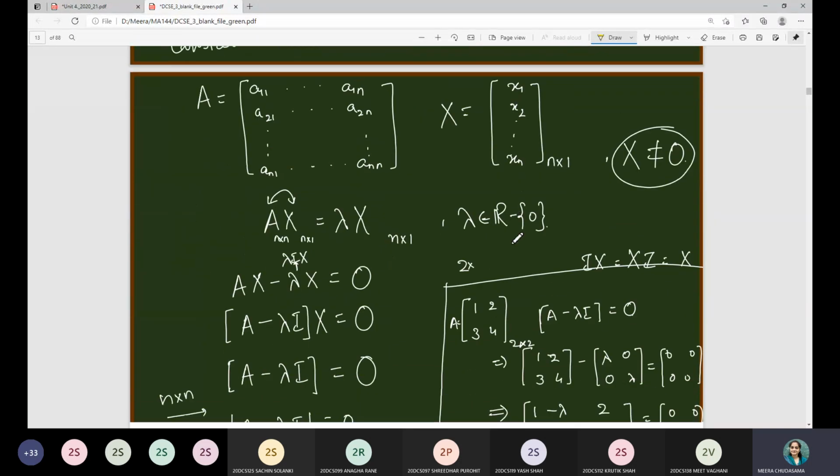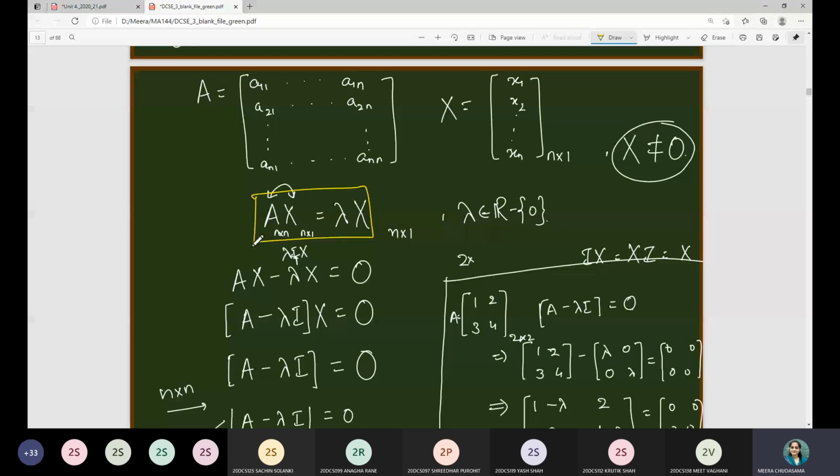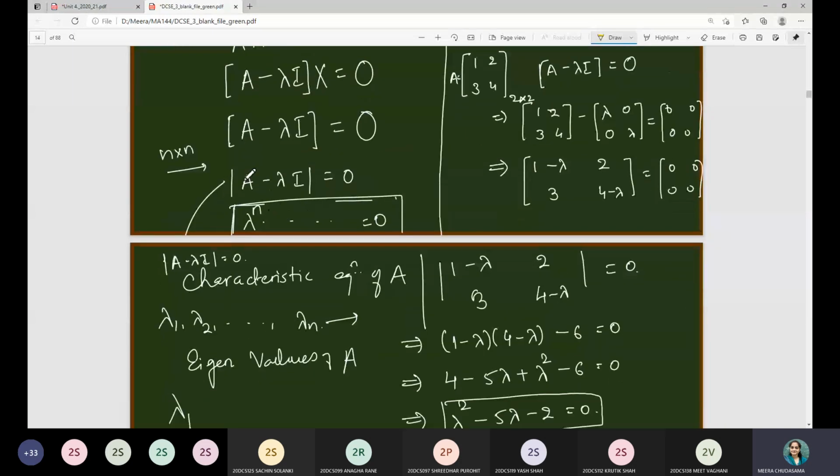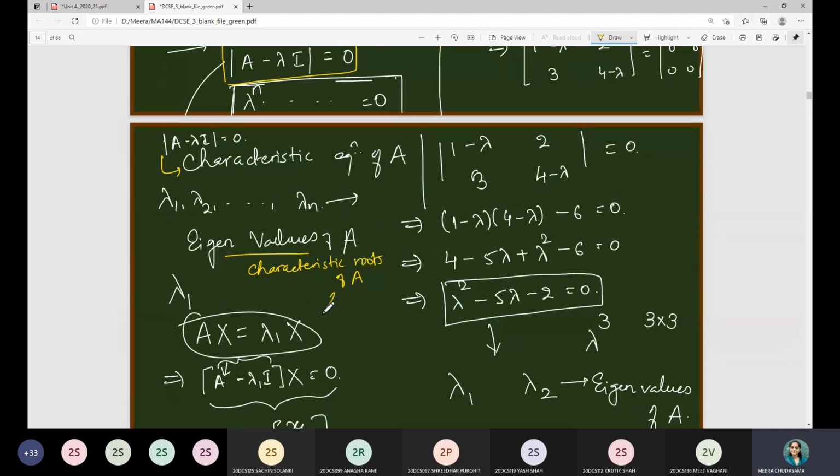So first of all, you consider this expression Ax is equal to lambda x. In that one, if you consider determinant of A minus lambda I is equal to 0, that is called the characteristic equation of A. If you solve this characteristic equation, you will have roots. These roots are called eigenvalues, or they are also called the characteristic roots of A. Sometimes they are also called the latent value. Some books may use this word, latent value.